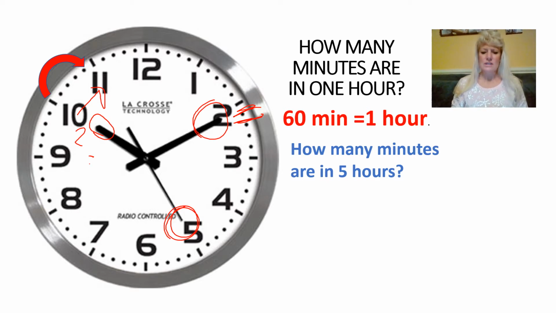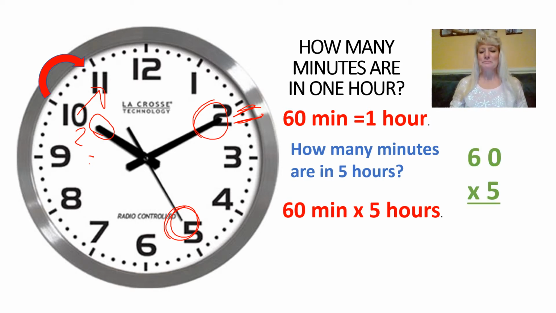All right, so my question today is how many minutes are in 5 hours? So if I know that there's 60 minutes in 1 hour, then my strategy is I would need to take that 60 minutes and multiply it by 5 hours in order to figure out how many minutes are in 5 hours.